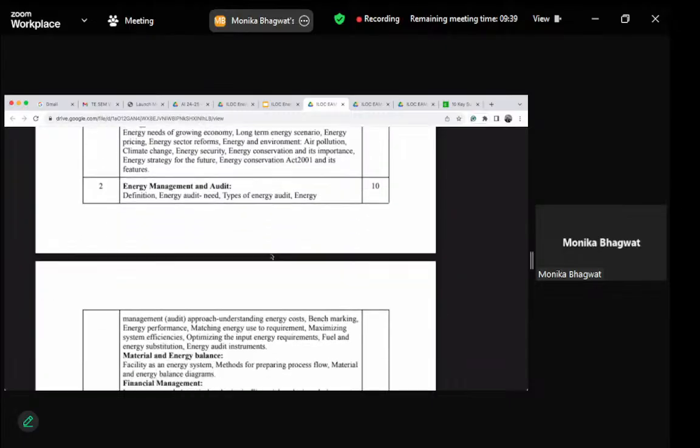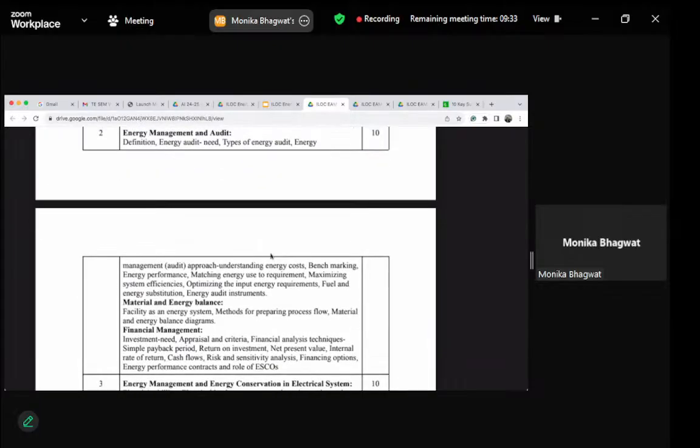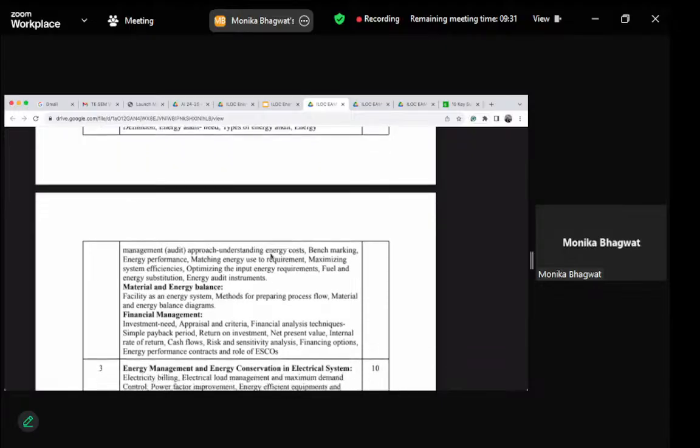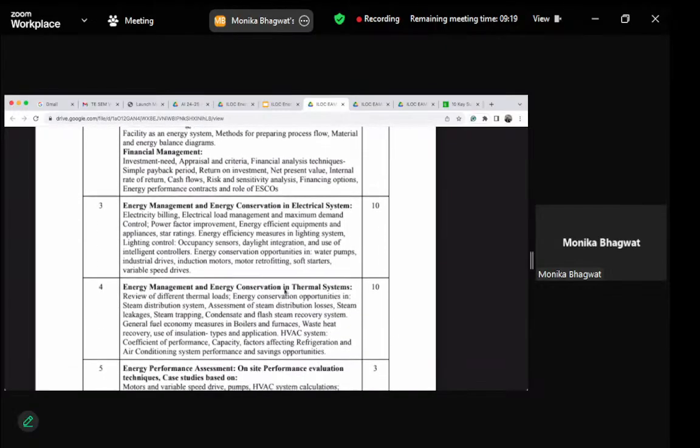In module 2, you will learn about energy management and audit. So what are the different types of energy audits? What is the meaning of energy management? How it is done? And how we can maximize the energy efficiency, or optimize the input energy requirements, fuel and energy substitution, and all those things. In module 2, you will learn this.